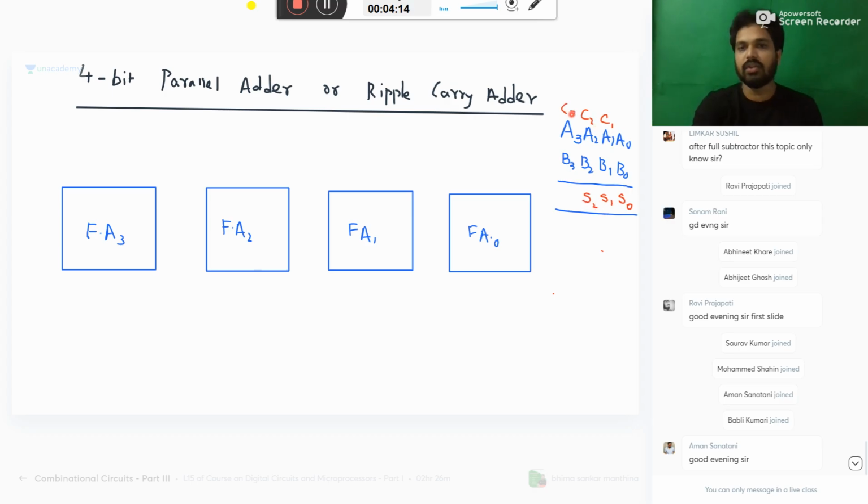You will be getting sum and carry will be given next, and you will be getting sum and carry will be given to the next. Then you will be getting sum and carry. So this is how you will be doing your additions, right? Suppose you want to do a 4-bit addition. This is the process to do the addition.